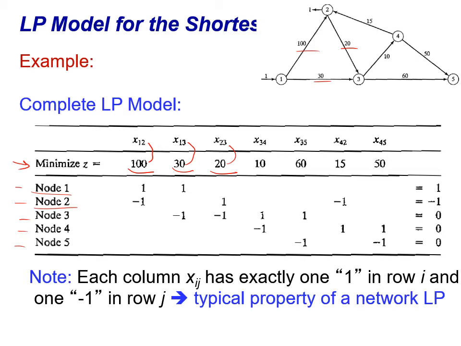Okay, and then at each node, in node 1, we say that x12, this is the outflow, and x13, this is the outflow, is equal to 1, which is the input into this constraint. For node 2, on the other hand, since it is the final node, we want to find the shortest path from node 1 to node 2. Therefore, the right-hand side of node 2, I'm writing it as a -1.